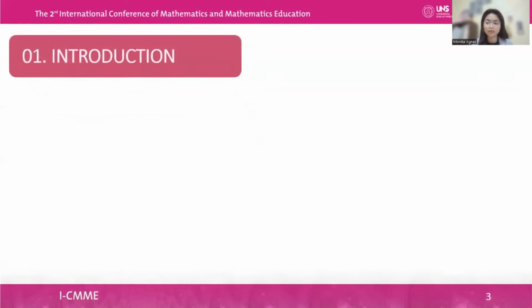Let's begin with introduction. People often think of literacy as the ability to read. The government urges the Indonesian people to master 6 basic literacy based on the Ministry of Education and Culture, namely language literacy, numeracy literacy, scientific literacy, digital literacy, financial literacy, and civic literacy.